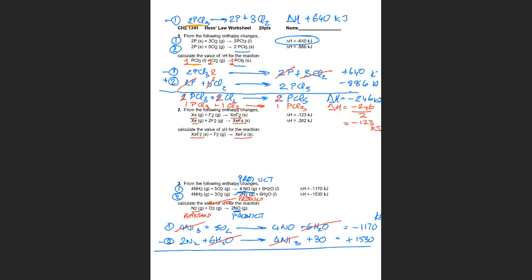And I have 3 oxygens on the left and 5 oxygens on the right. So that canceled. Well, 3 out of 5 of them canceled. And then that leaves me this. That 2N2 plus 2O2 makes 4NO. What would the enthalpy change for that reaction be?